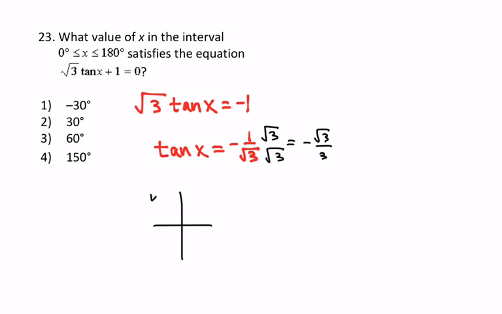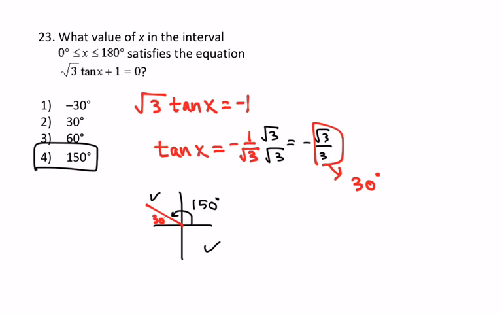But what's the value of x? Since it's a negative, we realize that it will be in quadrant 2 and 4. Since the tangent value itself becomes radical 3 over 3, that means 30 degrees. So there it goes, we get 150 becomes our answer, which is choice 4. Now let's move on to the next question, number 24.